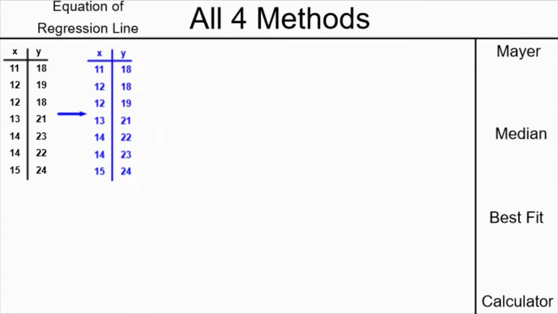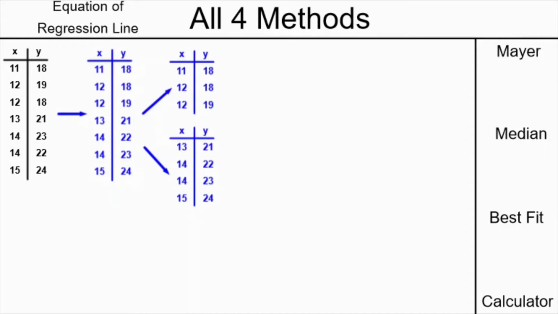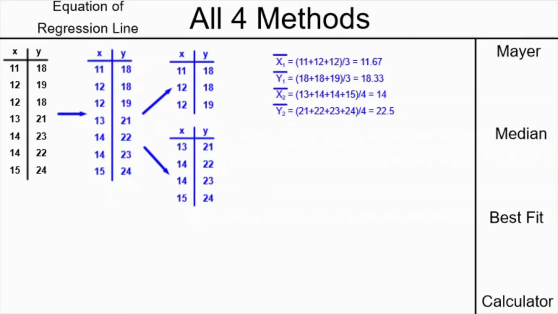Next, I have to divide my table into 2 smaller tables, as close to the same size as possible. There are an odd number of points in this table, so one of the 2 smaller tables has 1 more point than the other. The third thing I do is find x bar and y bar for both the x coordinates and y coordinates in both tables. So I end up with x bar 1, y bar 1, x bar 2, and y bar 2. These are the averages of the x values and the averages of the y values in the 2 separate tables.